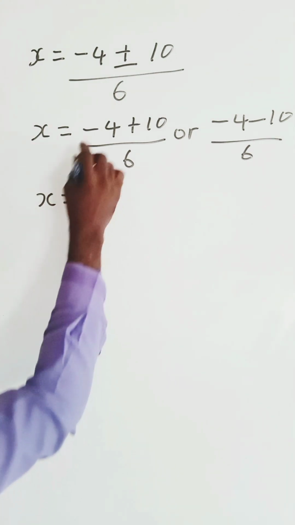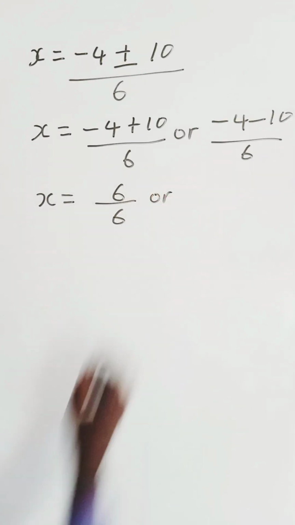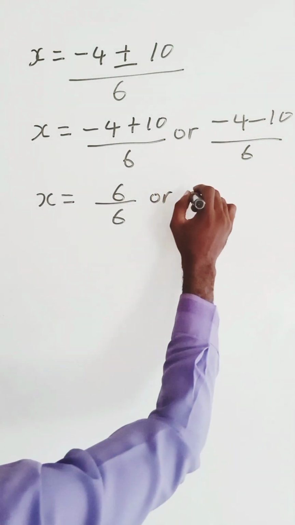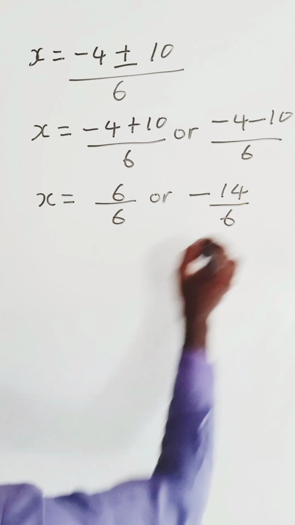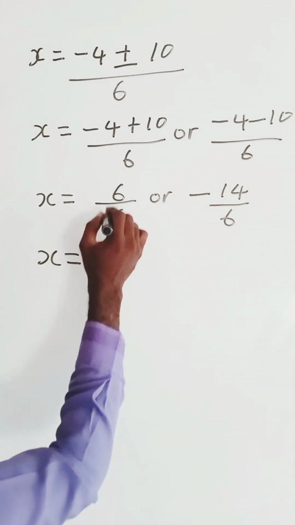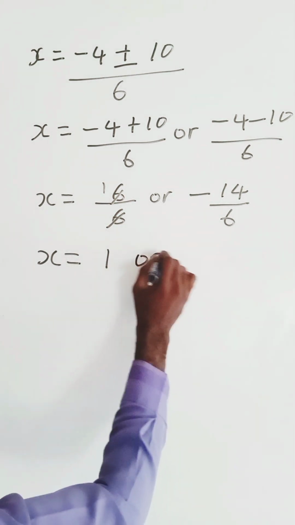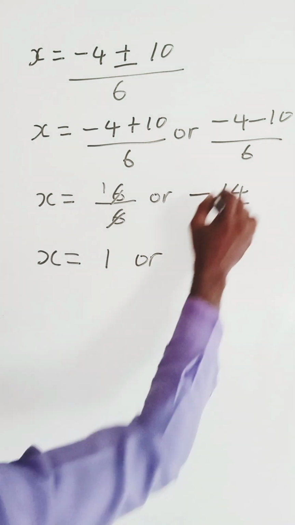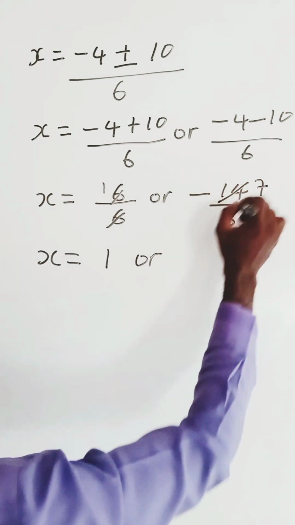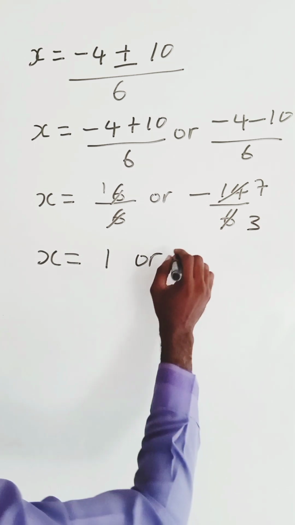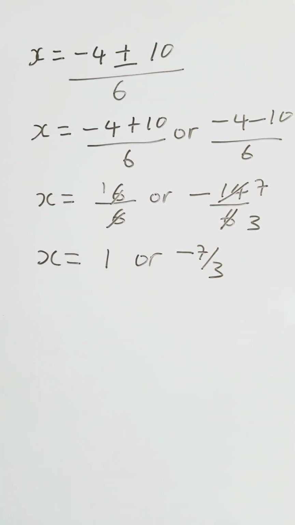x will be equal to minus 4 plus 10 is 6 all over 6, or minus 4 minus 10 is minus 14 over 6. x will be equal to 6 divided by 6, which gives 1, or we reduce this to the lowest terms: 2 into 14 is 7, and 2 into 6 is 3, so minus 7 over 3. So finally, the solution to the quadratic equation is x is equal to 1, or minus 7 over 3.